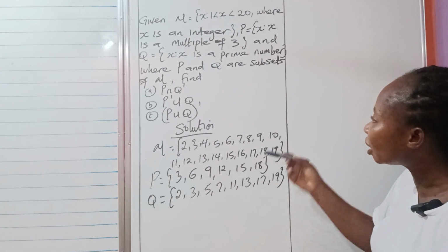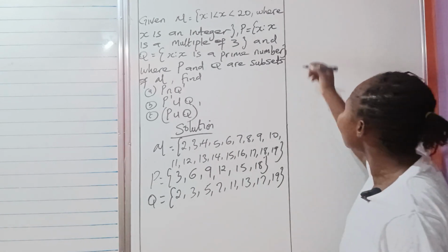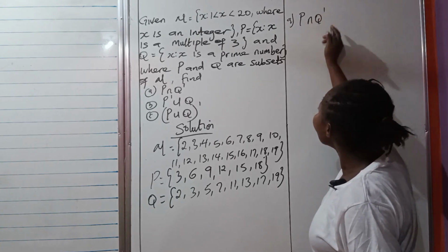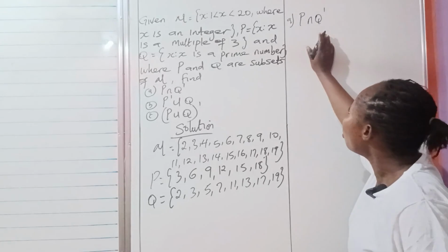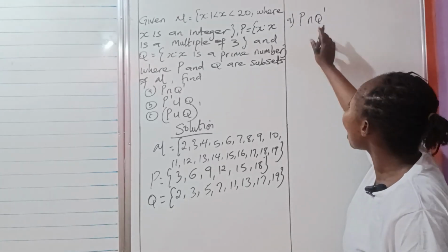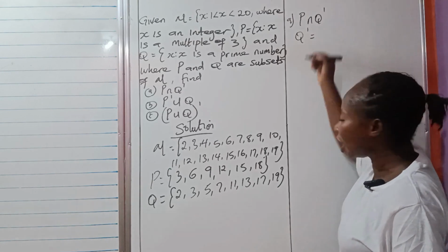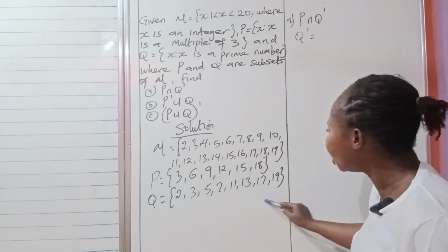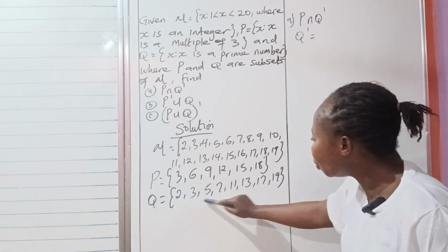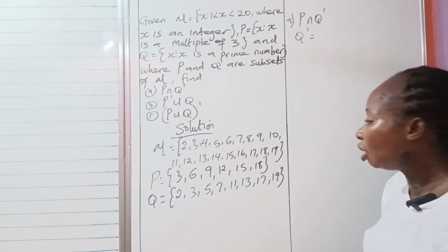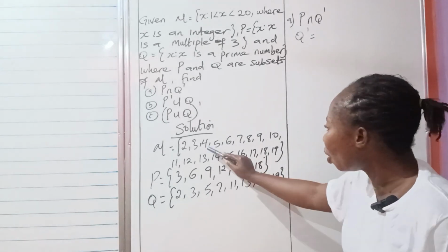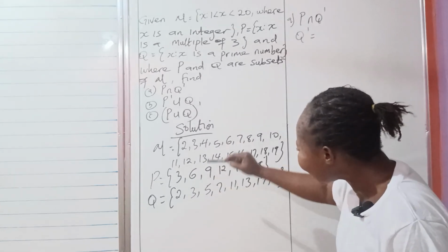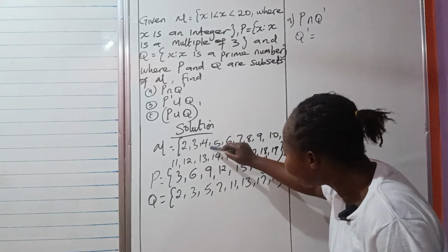So the first question asks us to find p intersect q prime. Before we can find the intersection, we already know the elements of p. We have to calculate the elements of q prime. What do we mean by q prime? Q prime are the elements that are not in q, but are in the universal set. Numbers that are not in q, but that are in this universal set. So what are the elements of q prime? Numbers that cannot be found in q, but that are in the universal set.